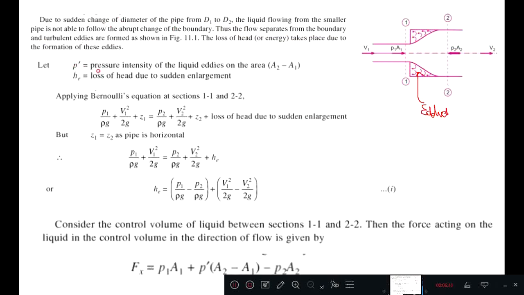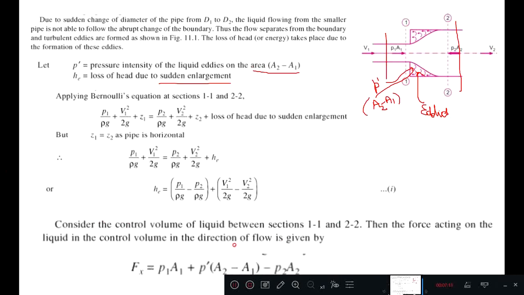Let P dash be the pressure intensity of the liquid eddies on the area A2 minus A1. This area is A1 and this area is A2. At this section, the pressure intensity will be P dash, that is the pressure intensity of the liquid eddies on the area A2 minus A1, and HE is the loss of head due to sudden enlargement.